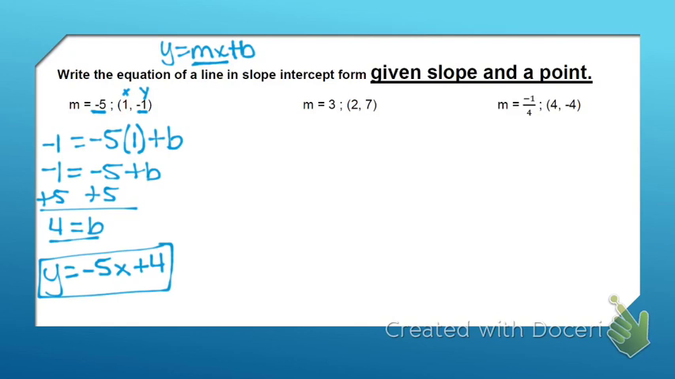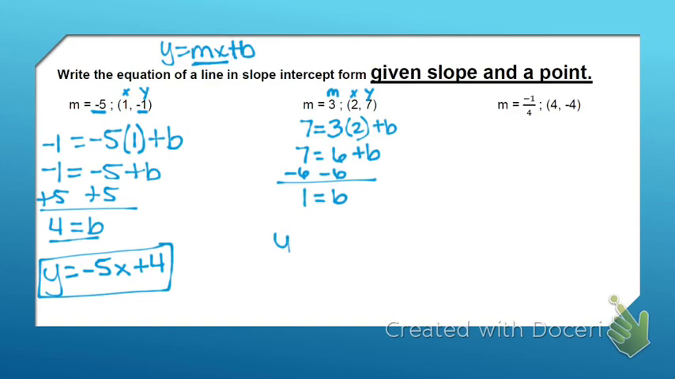Let's try the next example. Okay, so again, I know what an x is, I know what a y is, and I know what the m is. So in my equation, I can plug 7 in for y, 3 for m and 2 for x, and then we're just looking for our y-intercept. So I get 7 equals 6 plus b. So I subtract 6 from both sides. So I get that my y-intercept is going to be 1. So my equation is going to be y equals 3x plus 1.